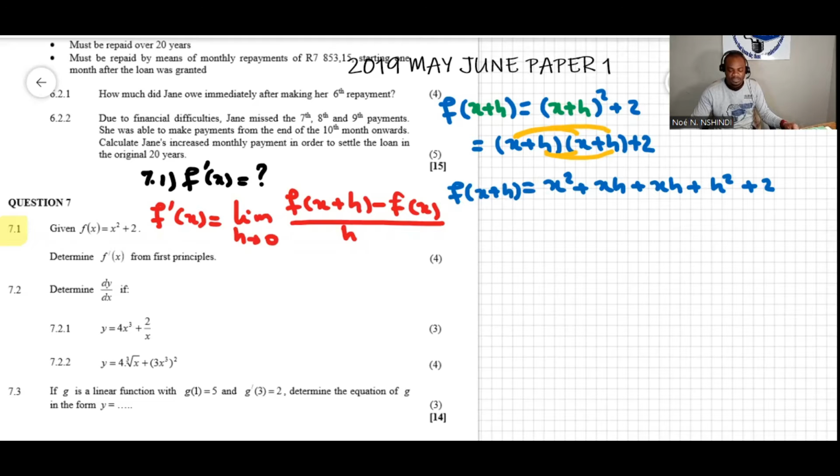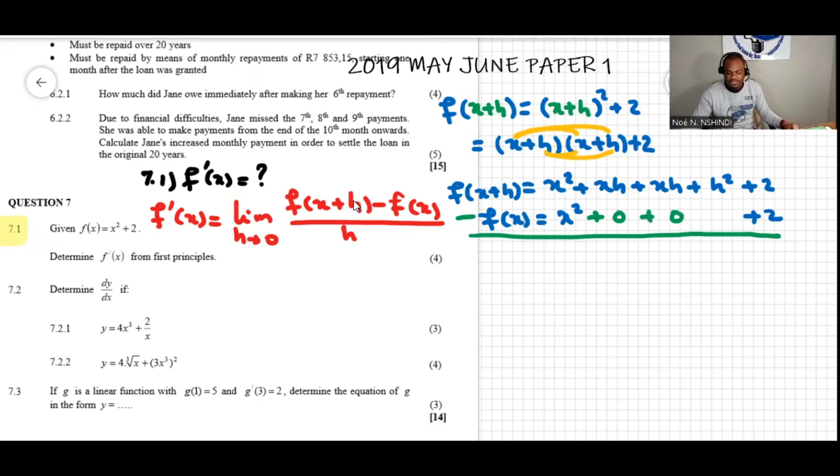And then we have also f of x. That was initially given by x squared plus 2. So I prefer to write like this, so I can just fill in. We can now work out the numerator of this fraction first. So I'm going to do minus here. Over here I can just complete the missing places with zeros. I'm working out f of x plus h minus f of x.